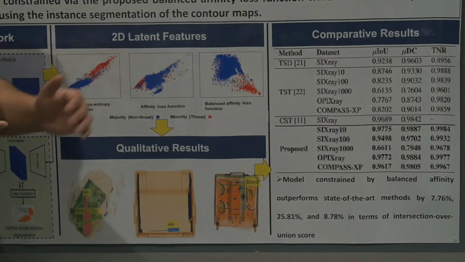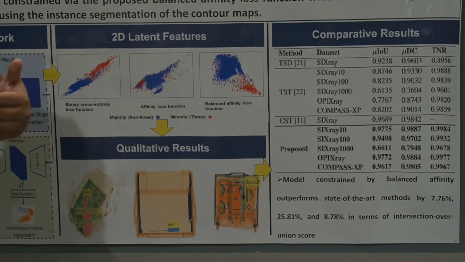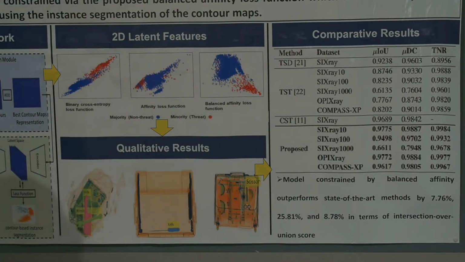And because of how we constrained the model, we achieved up to 25.81% improvement as compared to the state-of-the-art framework in terms of mean intersection over union scores. Thank you so much.